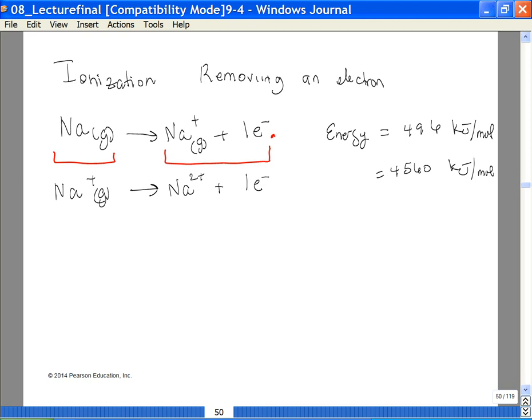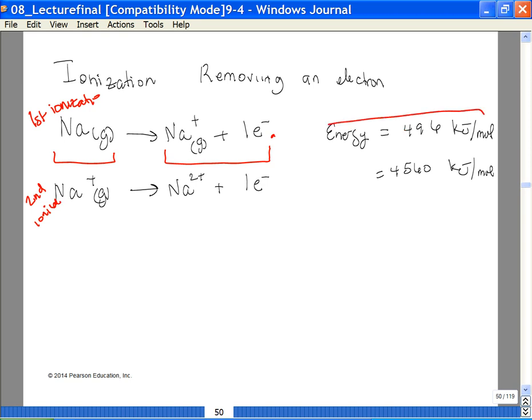Okay. All right. If we go in and we remove a second electron, then it's going to require even more energy. So this will be the first ionization, and this will be the second ionization.